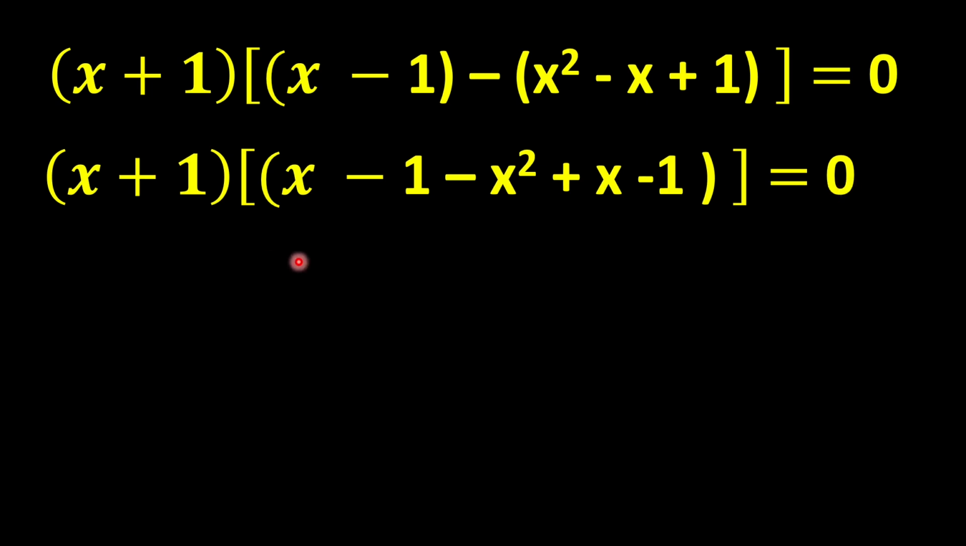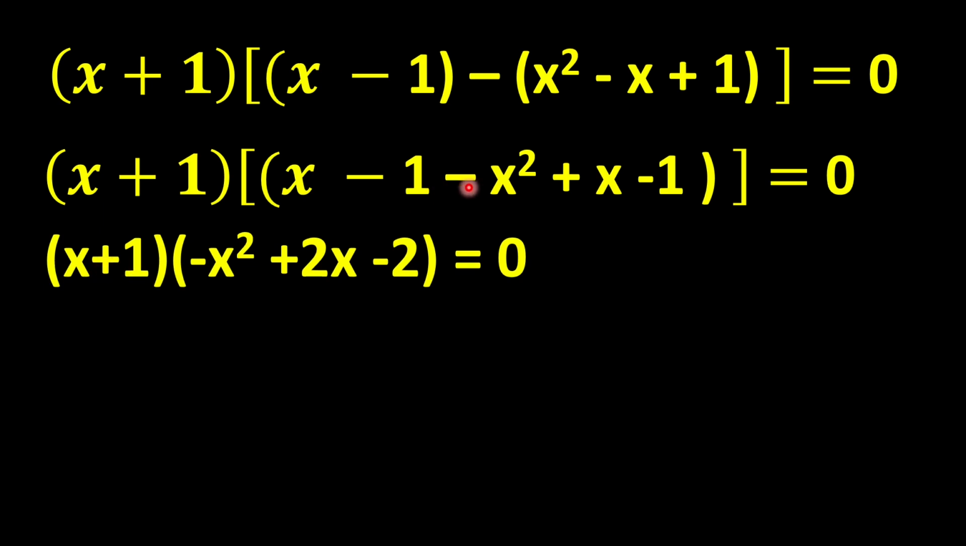Now here this is minus x square, this is plus x, and this is plus x, so it will become plus 2x, and this minus 1 and this minus 1, when added, will become minus 2. So the whole equation will become x plus 1 into minus x square plus 2x minus 2 equals 0, because x plus x equals plus 2x, and minus 1 minus 1 equals minus 2.